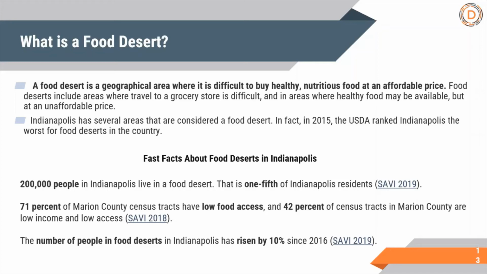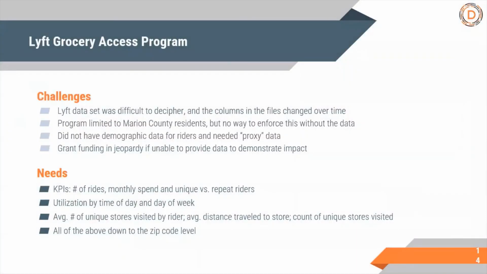And we realized that we needed to provide more targeted resources to these families. And so the Lyft Grocery Access Program was brought about to be able to get Marion County residents to and from those SNAP and WIC certified grocery stores, to ensure that they would have everything that they needed and the transportation to get to and from those valuable resources.